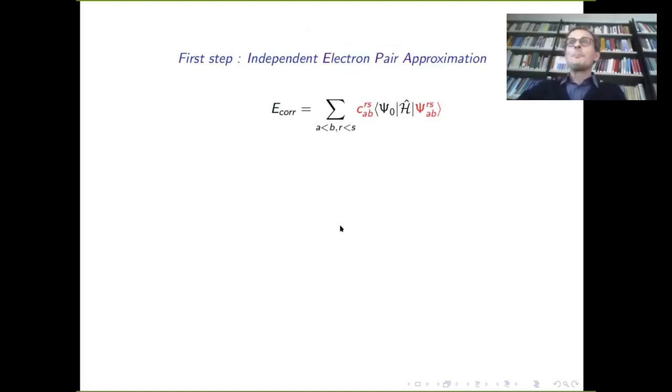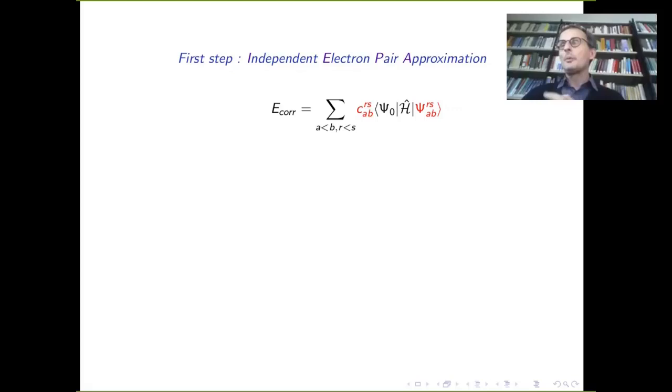So the first step is probably the simplest strategy, which is the so-called independent electron pair approximation. In a very short way, that means that we would like to look into the electronic structure as if we have pairs of electrons. But that's, again, Lewis' view, right? Having pairs moving somehow independently, one with respect to the other.